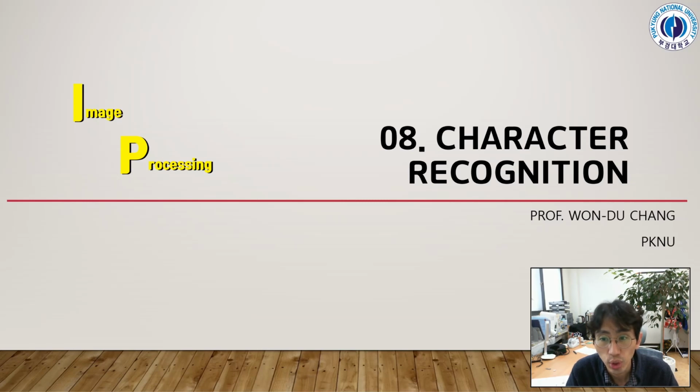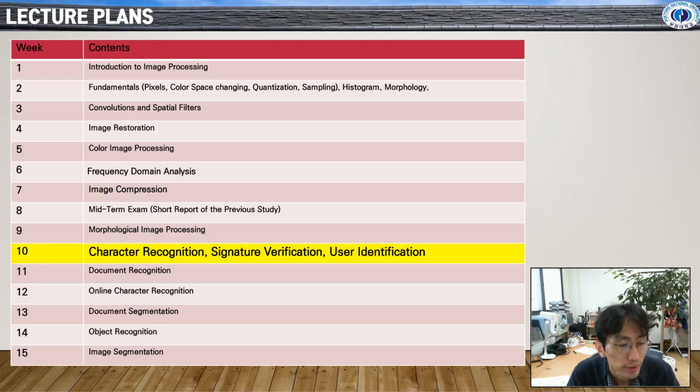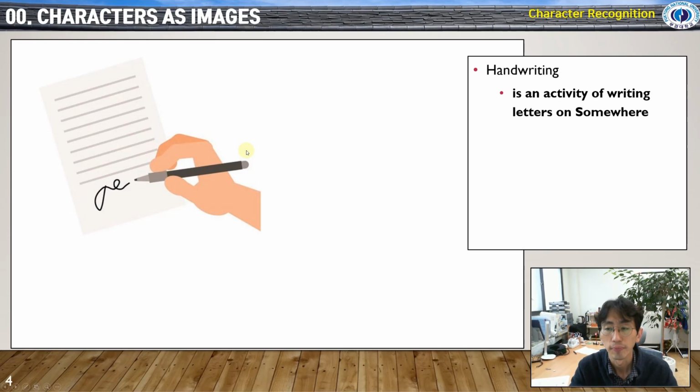Today, I'm going to talk about character recognition. These are the contents of today. We are already here, character recognition, and you have already studied many topics in image processing. Okay, today we are going to talk about the handwriting. The handwriting is the activity of writing letters on somewhere.